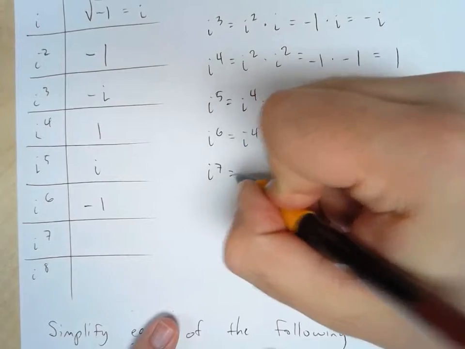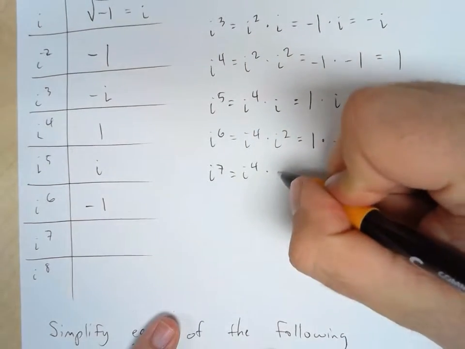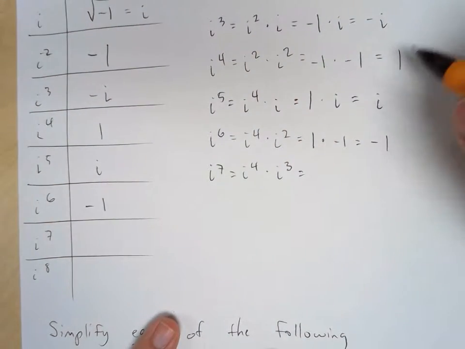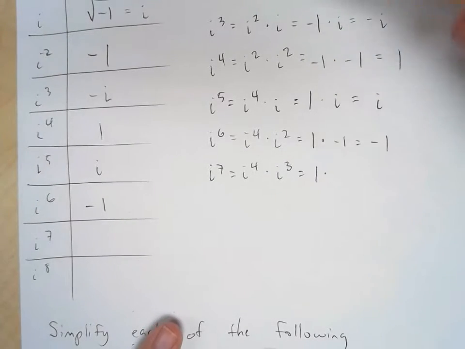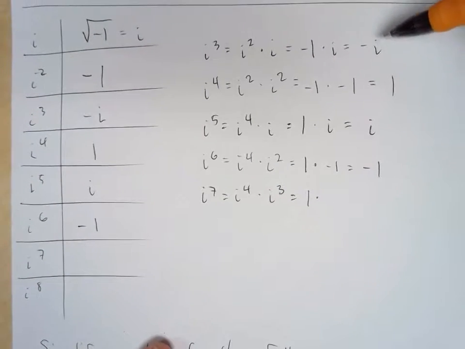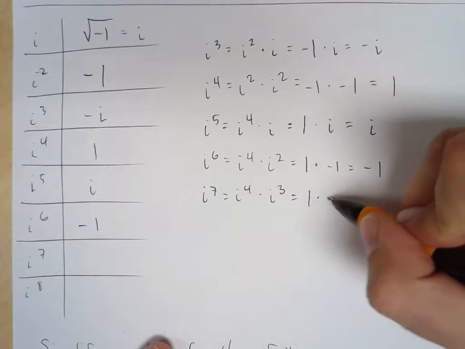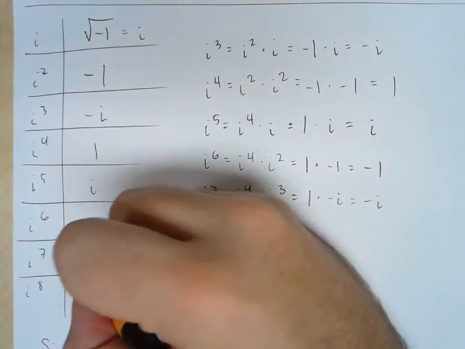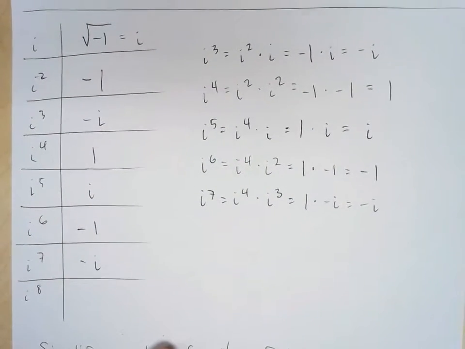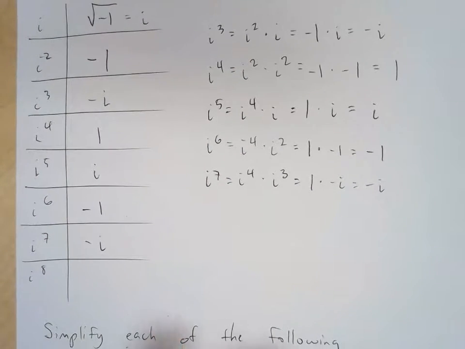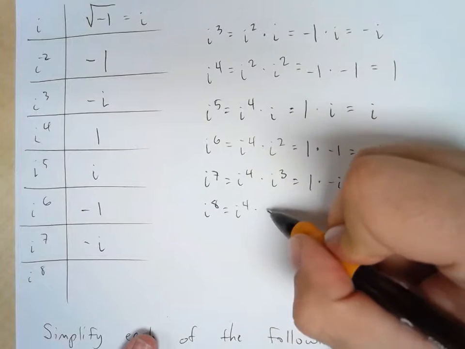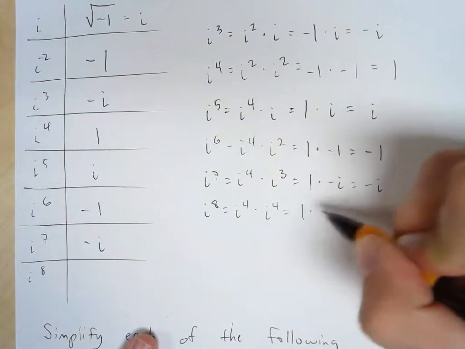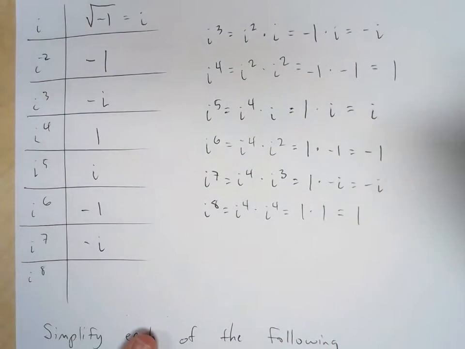i to the seventh is going to be i to the fourth times i to the third. We know i to the fourth is 1. i to the third ultimately is equal to -i, so let's use that. 1 times anything is that anything. So we get -i. I don't know if you can see a pattern forming yet, but I can. Alright, i to the eighth is i to the fourth times another i to the fourth, which is just going to be 1 times 1, which is 1.